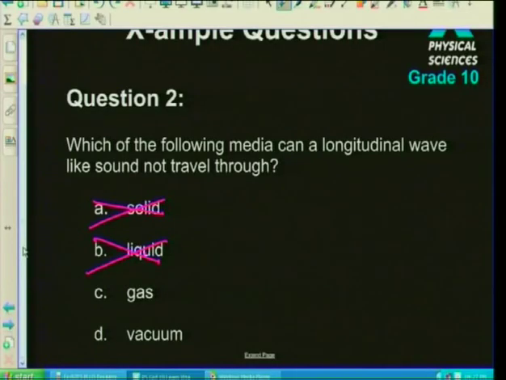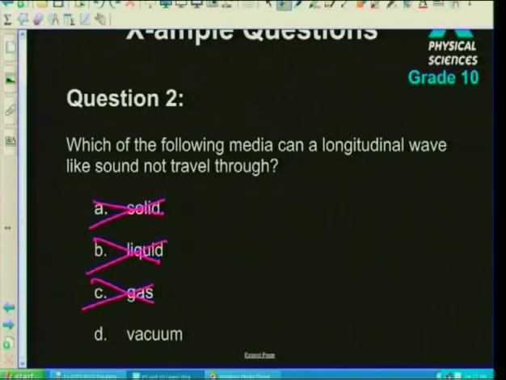What about a gas? Hopefully you're going, of course it travels through a gas. If it didn't, we wouldn't hear anything because we're surrounded by air, and air is a gas. So we know it travels through a gas. That leaves us a vacuum. Now, I'm hoping some of you are going, but it does travel through a vacuum. We've watched movies, especially in space, where they blow something up or shoot a laser and you hear it. That's because it's a movie.